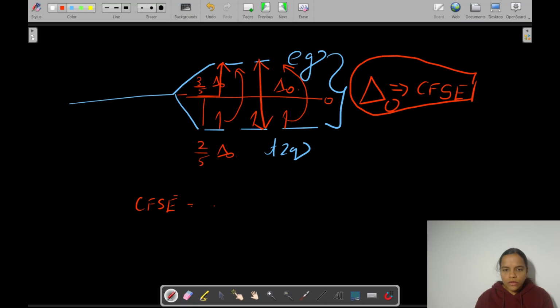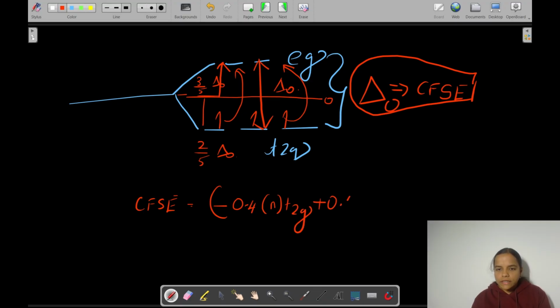CFSE is equal to minus 0.4, because 2 by 5 is 0.4. Because this is below the barycenter, we have a minus sign, into the number of electrons in the T2g orbital, plus 0.6 into the number of electrons in the Eg orbital, into Δo, which is the CFSE value. And now we have the formula.